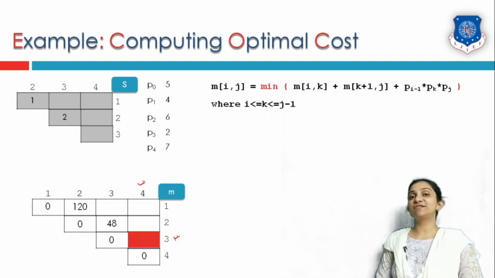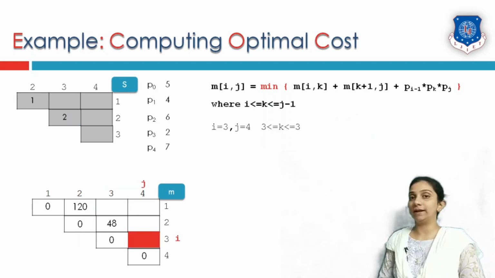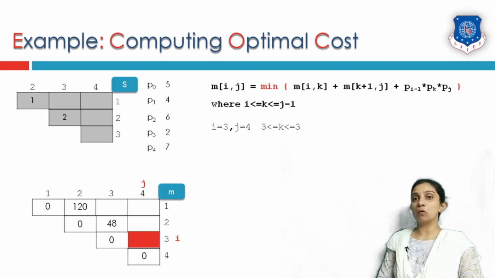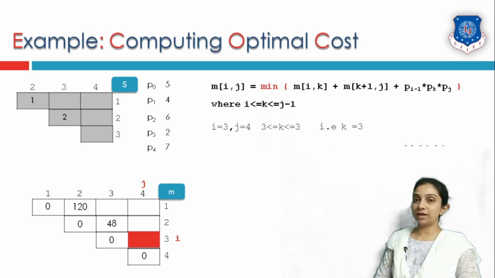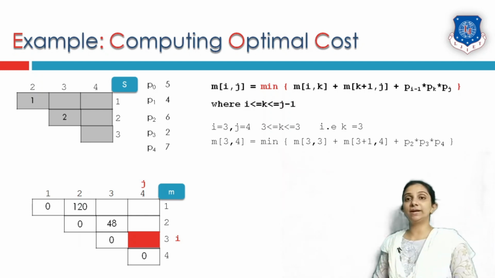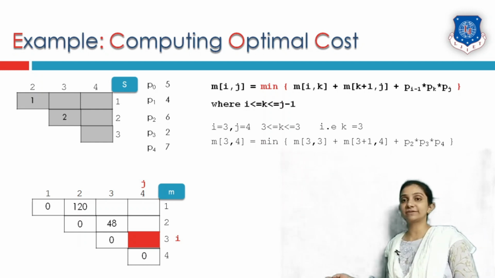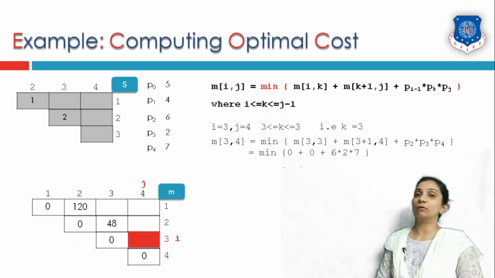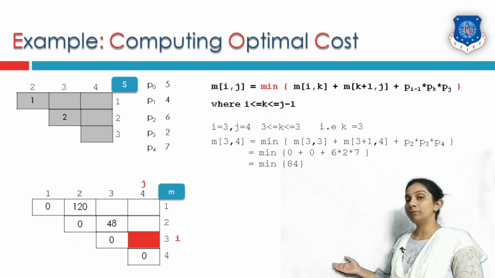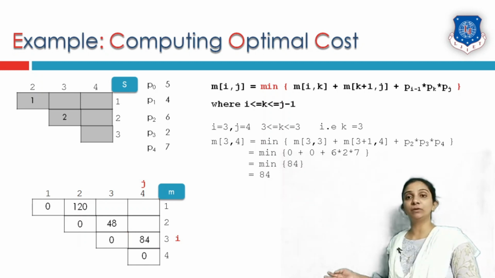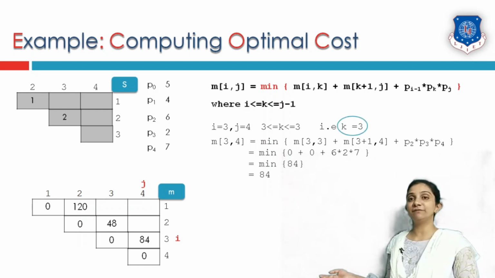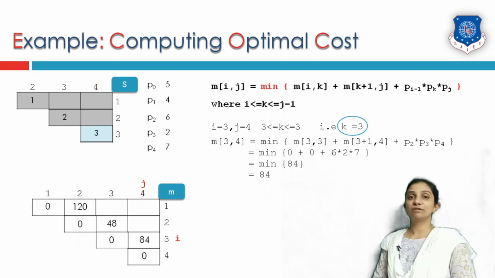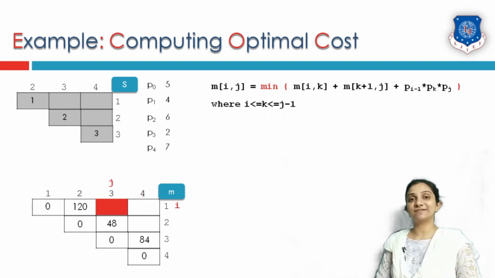We will work in the same fashion for the next diagonal element, that is row number 3 and column number 4. Obviously k's value will be 3 in this case, and it is calculated as m of 3 comma 3 plus m of 4 comma 4 plus p2 p3 and p4. So that is equal to minimum of 84, which is equal to 84 itself. So value 84 is being filled, and for k equals to 3 we have computed the result. So that 3 will be placed inside my S table.